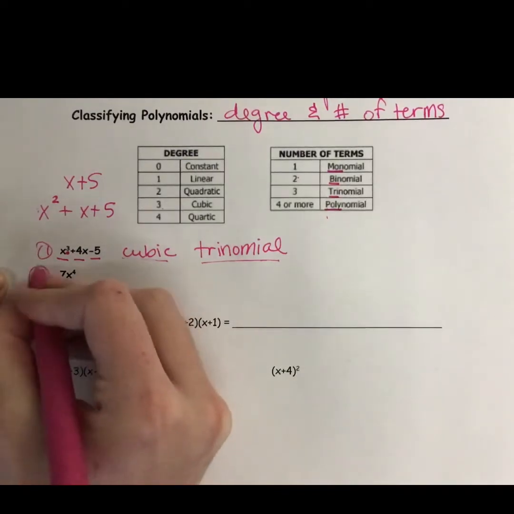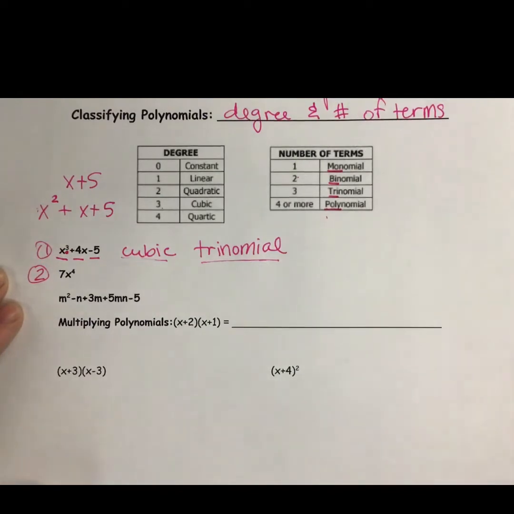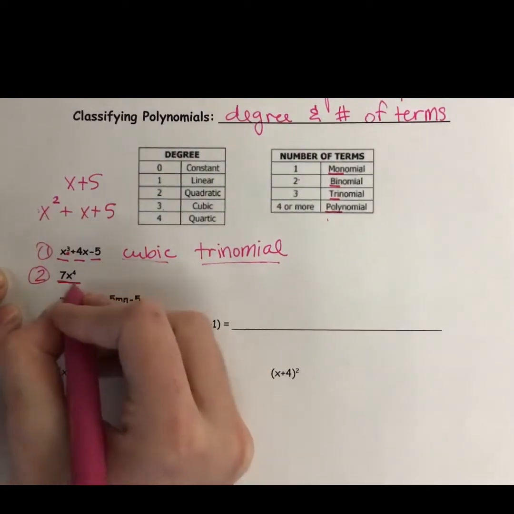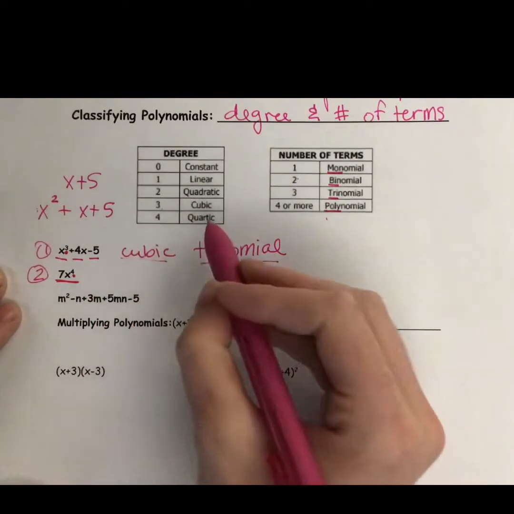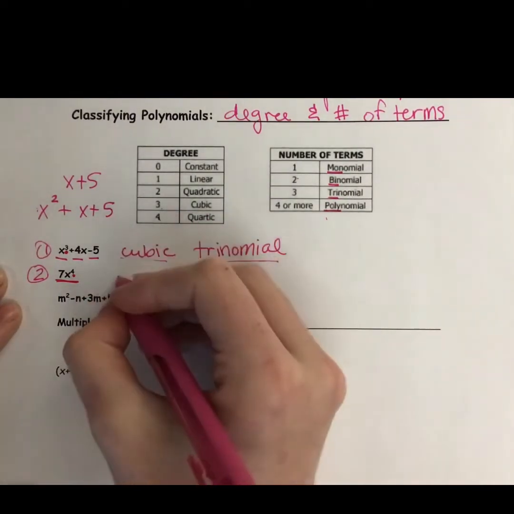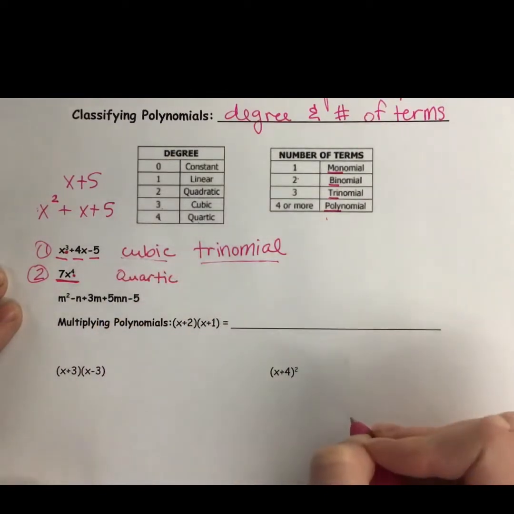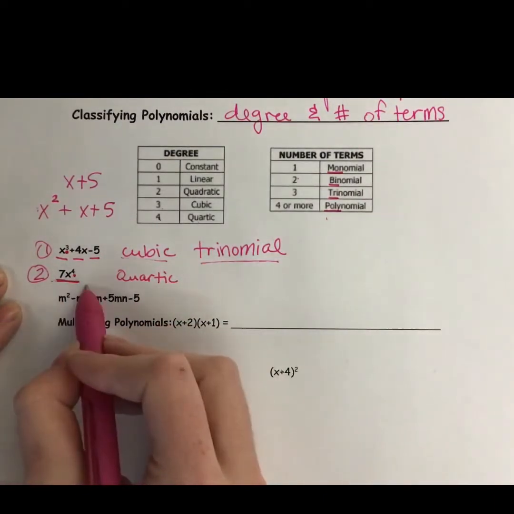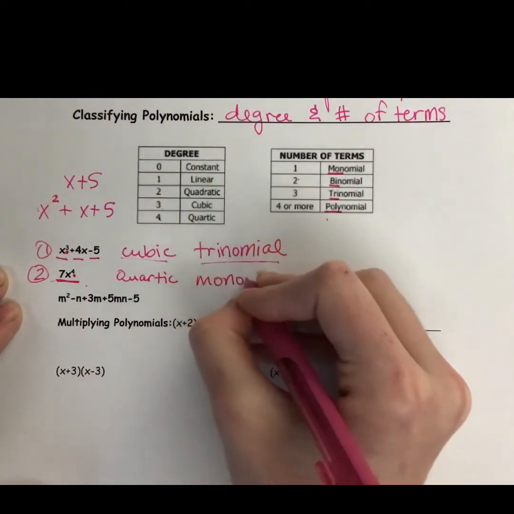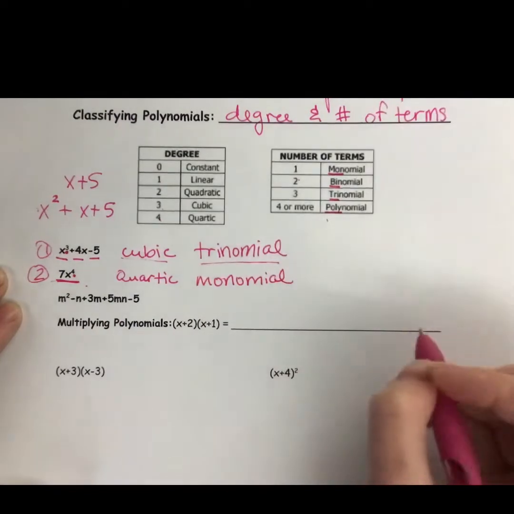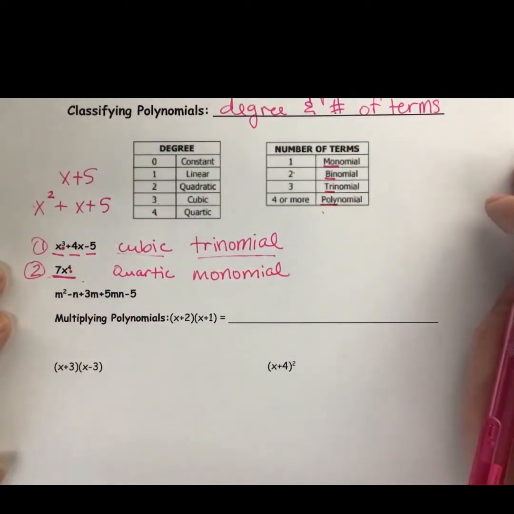For the second example, we have 7x to the 4th. Well, this is just 1 term, and my 1 term has a degree of 4. So we say our degree first. 4 is a quartic. And 1 term is a monomial. So we have a monomial. We have a quartic monomial with 7x to the 4th.